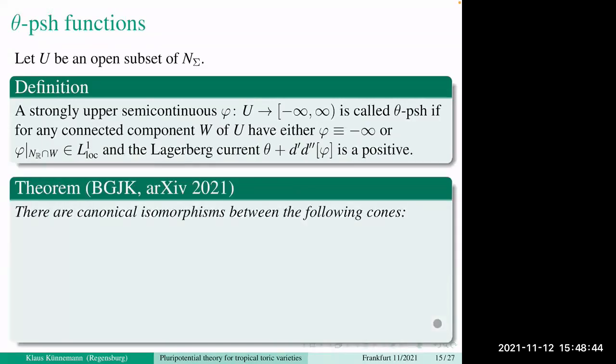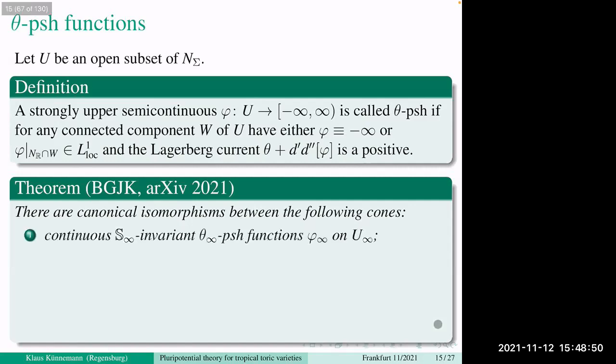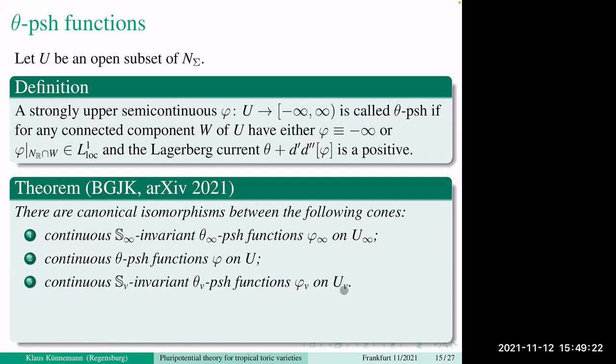Okay, and so here is the first theorem which we have now. There are canonical isomorphisms between the following cones. So now on this complex manifold U_infinity, which is an open subset of the complex toric variety, there is the theory of theta_infinity PSH functions in the sense of complex geometry. And here you take the S_infinity invariant ones. These correspond to the continuous theta PSH functions on U. And there's also a corresponding notion in the non-Archimedean world. And all of these correspond.